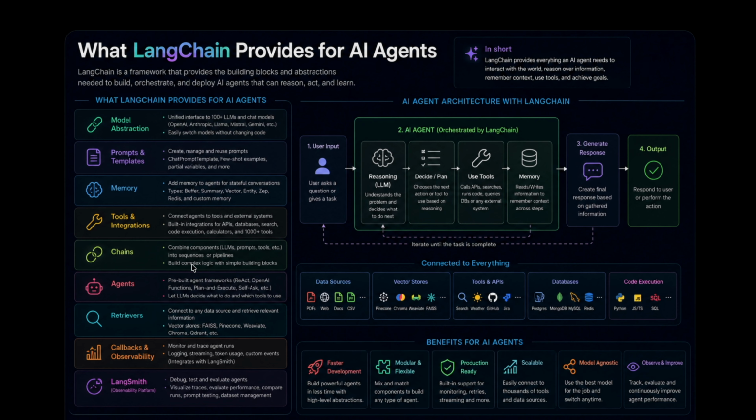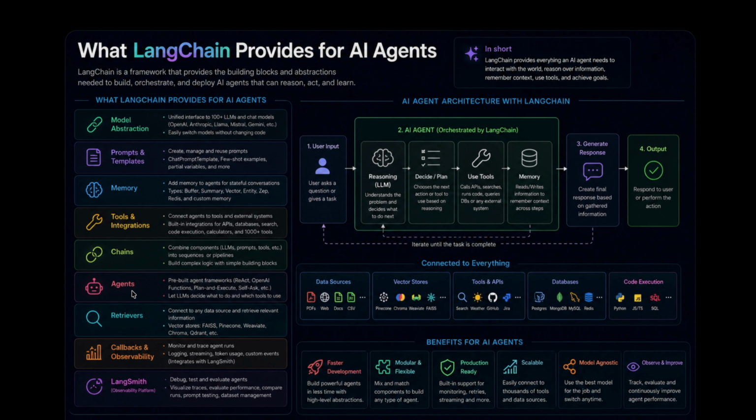Then it provides a chain. That means combining the components. When we are building any AI agent, we require multiple things. The first thing is the LLM. To the LLM, we need to provide the prompt, and we require tools, memory, etc. All these things will be connected and linked in a chain. That's why we call it LangChain.